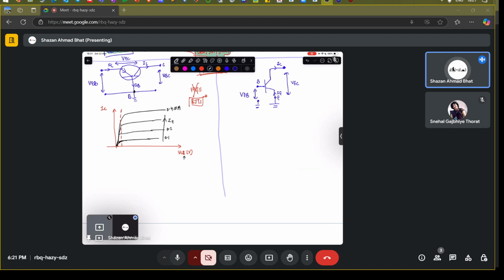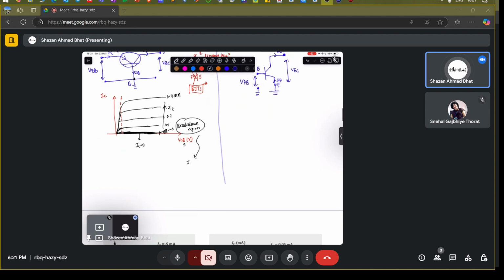Now, what is basically happening, and there is one more region which is basically here, and then there is cutoff. This is basically the region where the collector current drops to zero, and beyond a certain collector to base voltage, there will be breakdown. So this is the breakdown region. In this region, you are not applying any emitter current. The emitter current is zero, but you are getting the collector current to be non-zero if you go on increasing the VCB to a very high value. So that is what this breakdown region is showing.